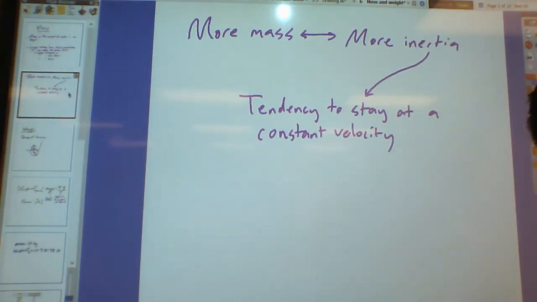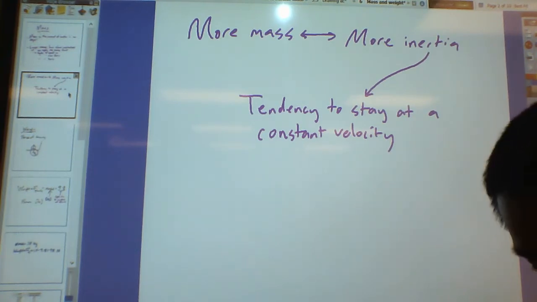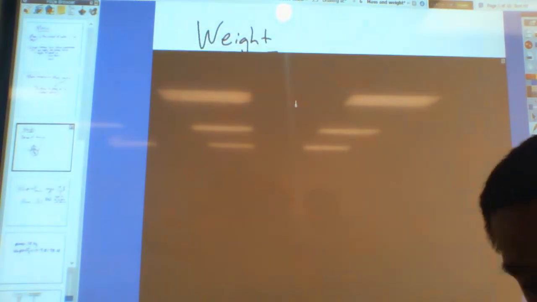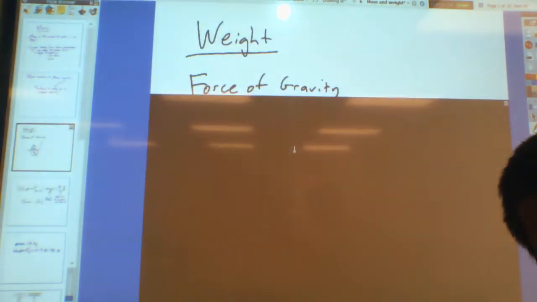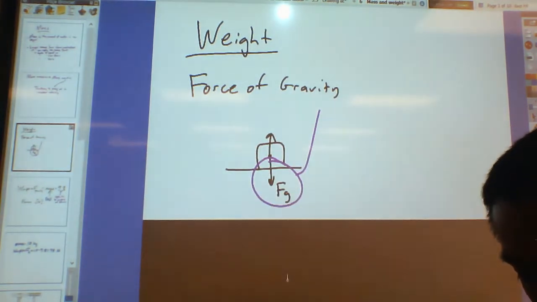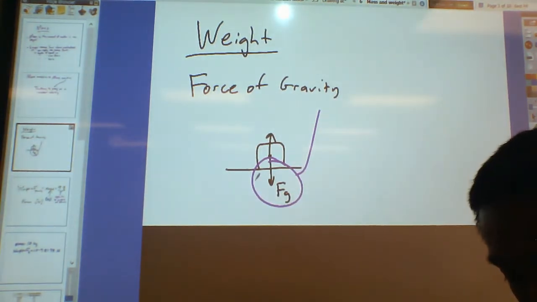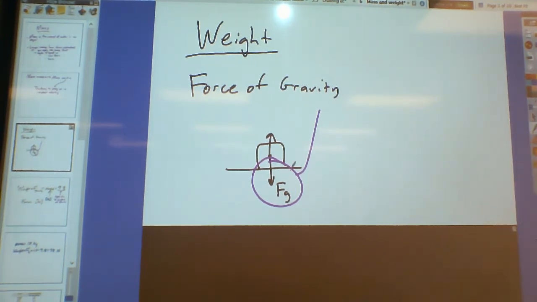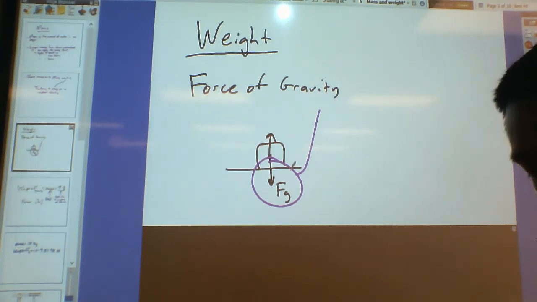So now it's time to talk about weight. What is weight? Weight is something very specific. It is the force of gravity. So those FBDs you've been doing, that downward arrow you've been drawing that you label FG, that is also called weight. So you can call that the force of gravity and you can call it weight. So weight and force of gravity are literally the exact same thing. They're synonyms for each other. So when you say weight, you also mean force of gravity.